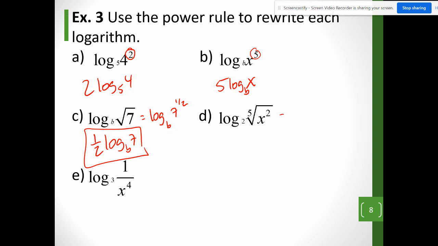For example D, let me rewrite this first as log base 2 of x to the 2/5. Remember, it is power over root, so 2 over 5. So when I rewrite this, I'm going to call this 2 over 5 times logarithm base 2 of x.